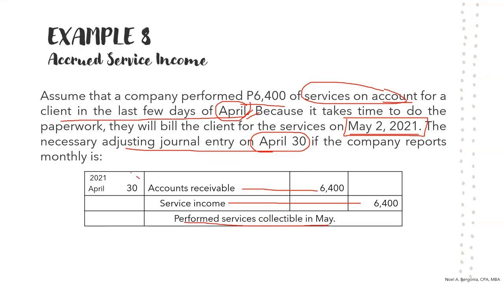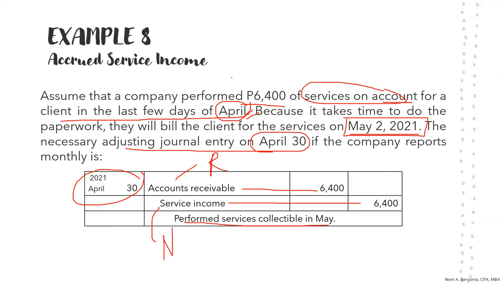For as long as, again, it's dated April 30, since it was not yet recorded until the preparation of the trial balance natin. Okay, so the accounts receivable is your real account, then the service income will be your nominal account. If you do have questions, please let me know on our respective chat boxes. So that's our first example.